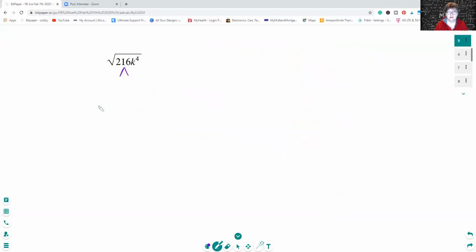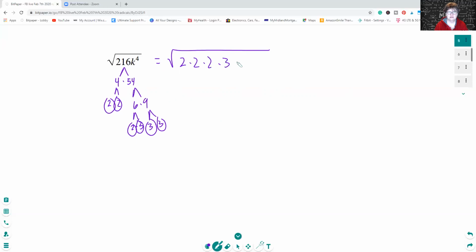Again, 4 goes into that. You guys, learn my division rule on 4s. The last 2 digits, if they're divisible by 4, 4 goes into it. So it goes in there 54 times. I can break down 4 as 2 times 2. 54 is 6 times 9, so that's 2 times 3 for 6, and 3 times 3 for 9. So that's going to give me, under the square root, 2 times 2 times 2 times 3 times 3 times 3.